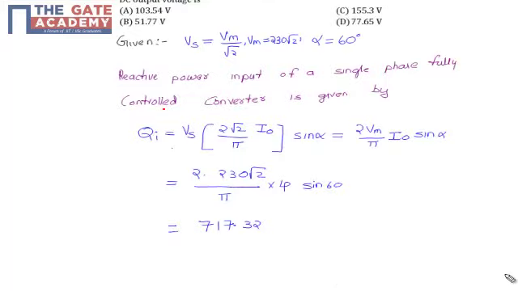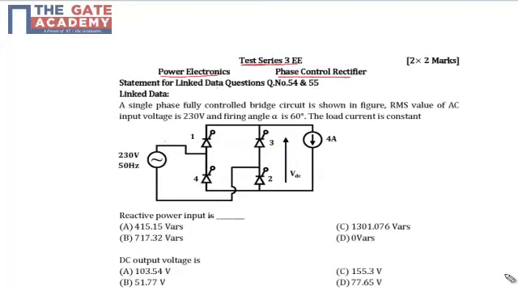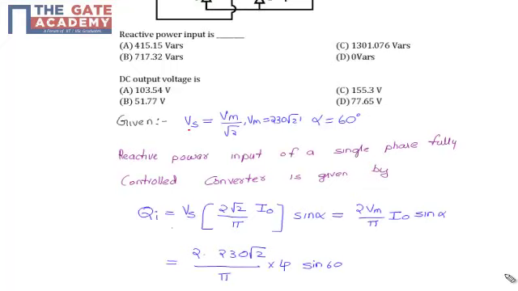In this we have to find the value of reactive power input, that is Qi. In order to find the reactive power input, the given supply voltage is equal to Vm by root 2, from which we can calculate the value of Vm, that is equal to 230 into root 2, where 230 is the supply voltage, and given alpha is equal to 60 degrees.